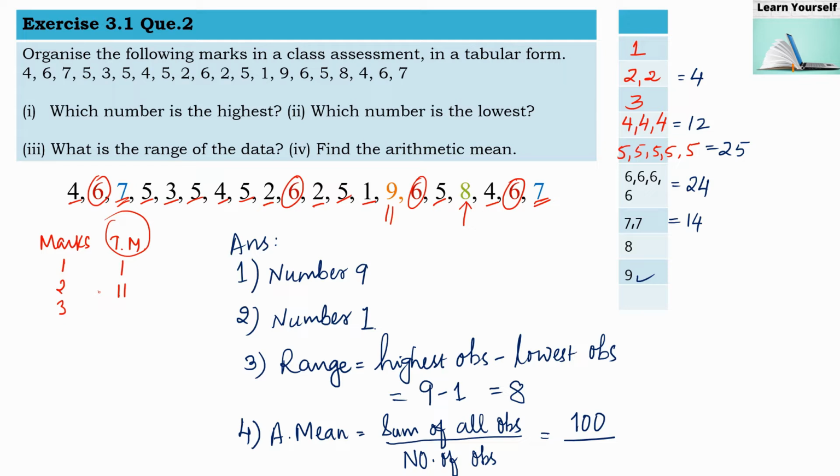Now, number of observations. How many observations are there? 1, 2, 3, 4, 5, 6, 7, 8, 9, 10, 11, 12, 13, 14, 15, 16, 17, 18, 19 and 20. So there are 20 observations. So 20 fives are 100. So arithmetic mean is 5. So this is going to be our answer.